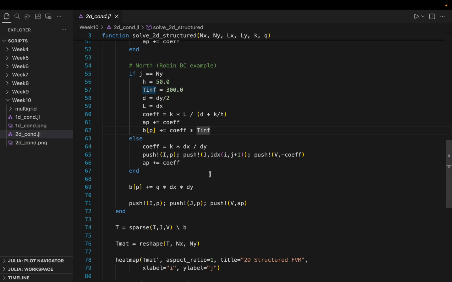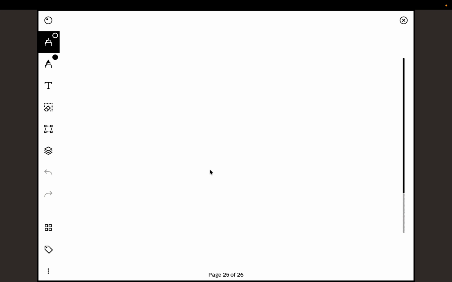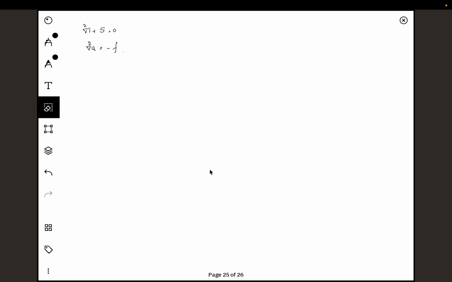So what we'll do now is we'll discuss something else. What we are trying to solve now is del square T plus S equals 0, which is very similar to what we were doing before. Del square U equals minus F. So this is basically a Poisson equation.